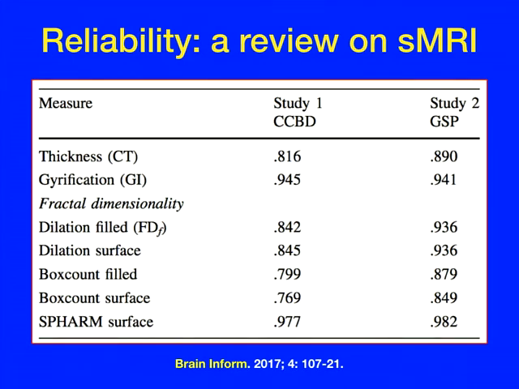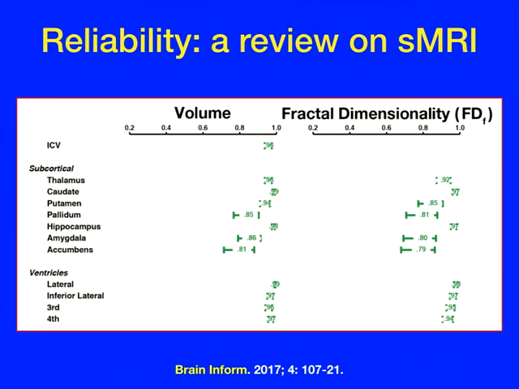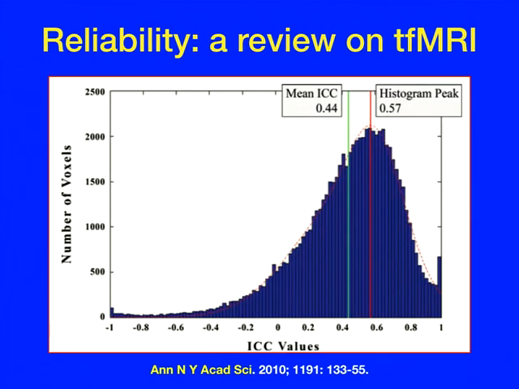You can see for these structural MRI measures, the reliability is good. It's pretty high. And this is also for different areas of the cerebral cortex, and this is for the subcortical structures. Those are for structural MRI.